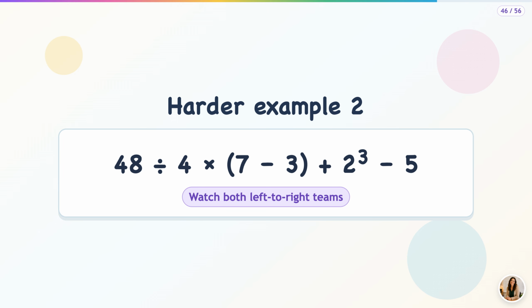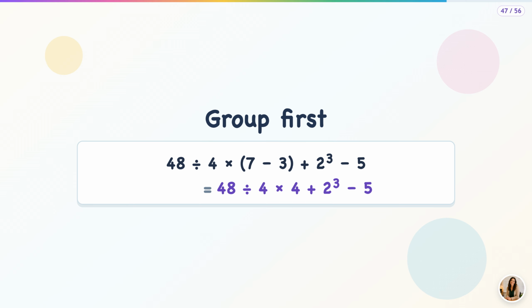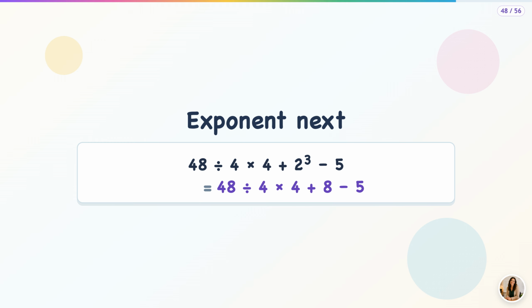This example uses both left to right teams. First, solve the group and exponent. Then watch multiplication and division move from the left, followed by addition and subtraction from the left. The group is 7 minus 3. That equals 4. Replace only the group and keep the exponent for the next step. 2 cubed means 2 times 2 times 2, which equals 8. Replace the exponent with 8.